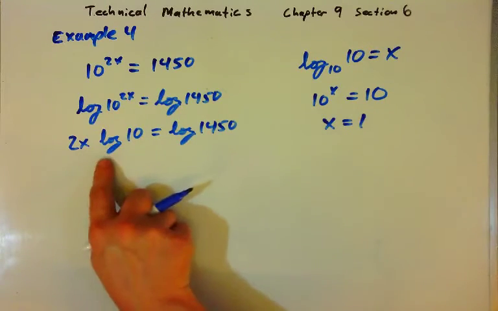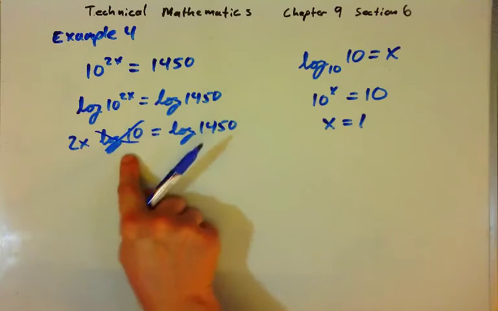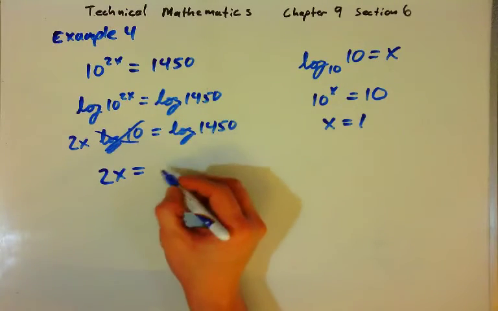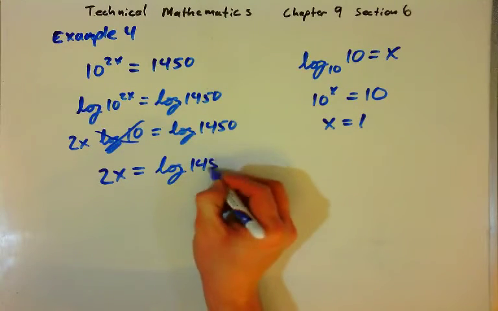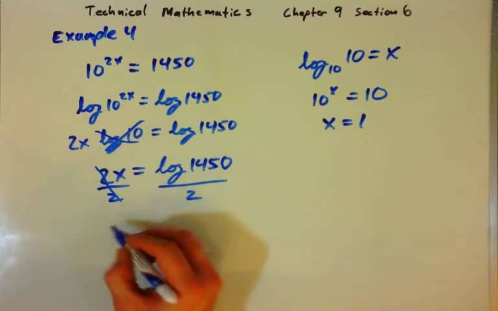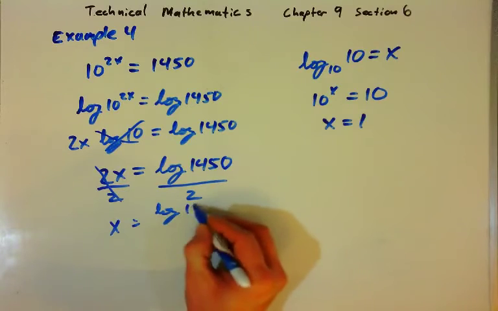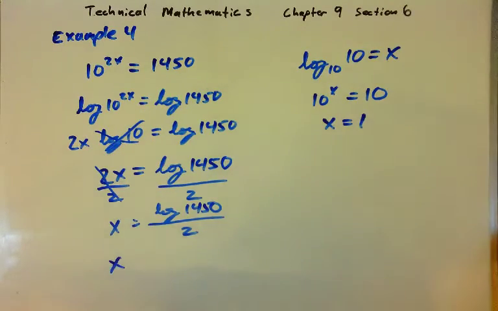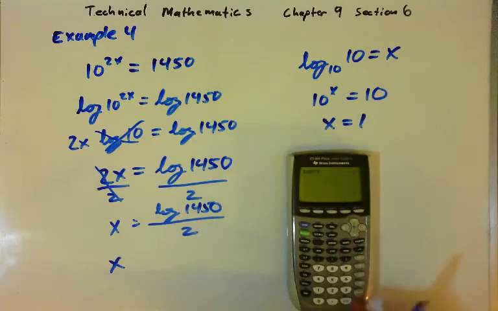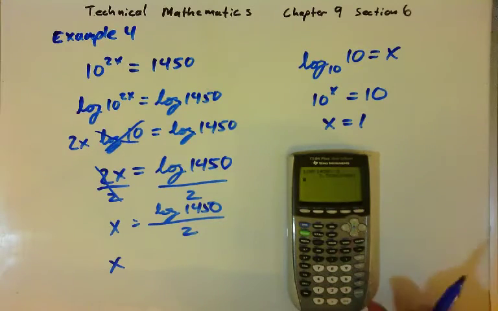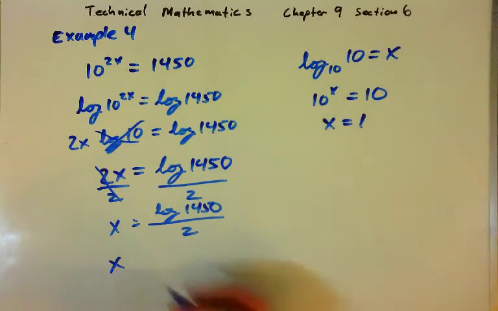And 1 times 2x is just 2x. So the common log of 10 cancels. Right? So again, that's why it was important that I chose the common logarithm, not the natural logarithm. And so now I get 2x, because common log 10 cancels, equals the common logarithm of 1450. Now I want to solve for x. I'll divide by 2 on both sides. 2's cancel. X is equal to the logarithm of 1450 divided by 2. So this I can type into my calculator. And so we get the log of 1450, close parentheses, divided by 2, equals 1.581.